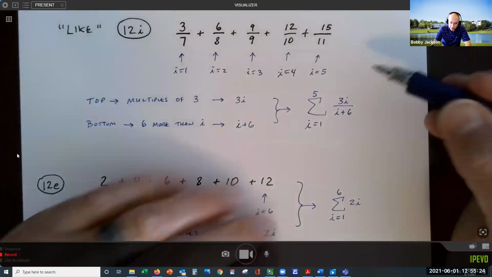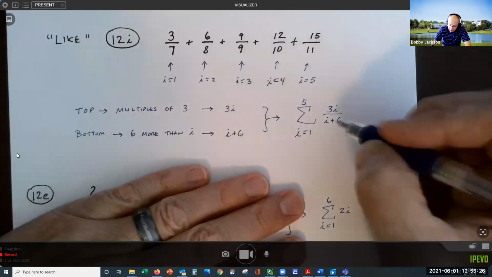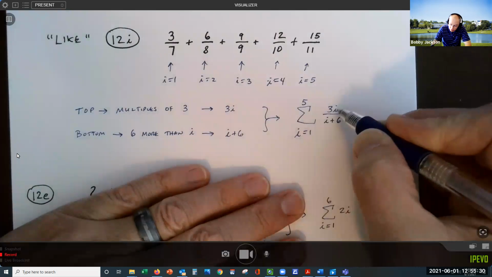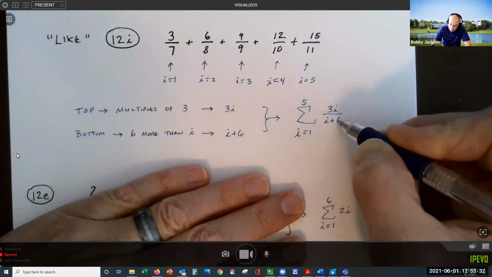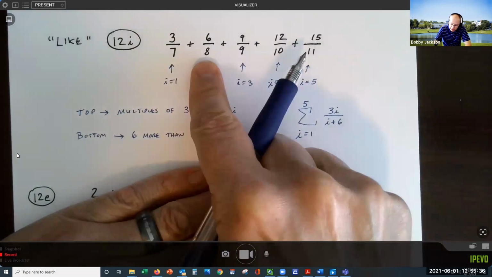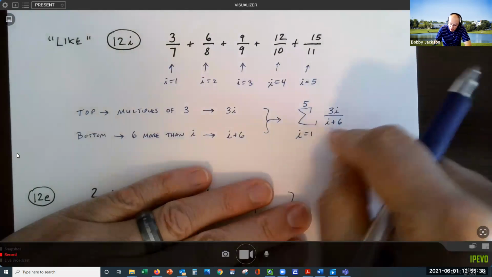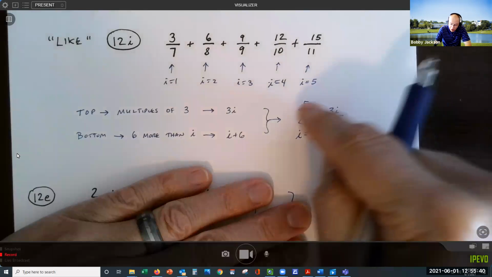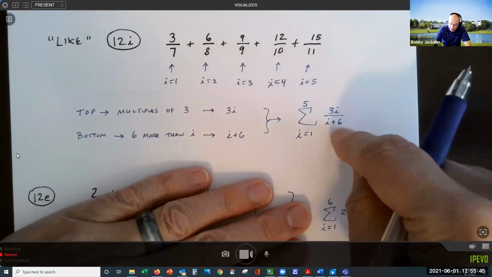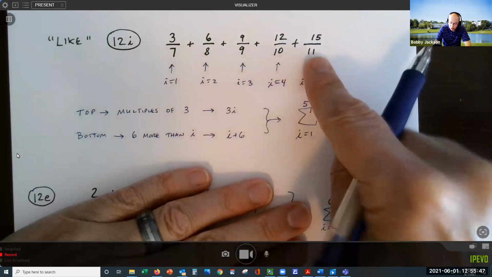Once you have it, you can check that you're right by just plugging in. Let's plug in. Well, i is 1. What do I get? 3 times 1 is 3. 1 plus 6 is 7. I get 3/7. That's the first fraction. When i is 2, do I get 6/8? Yes, I should. You can check that out and verify it. So you'll know you have the right summation formula by just working back to reproduce your original sum.